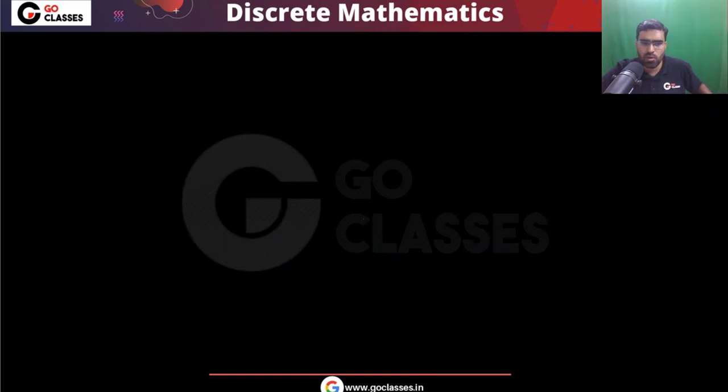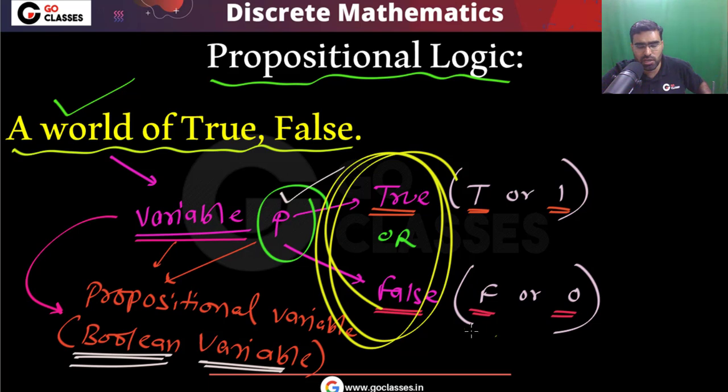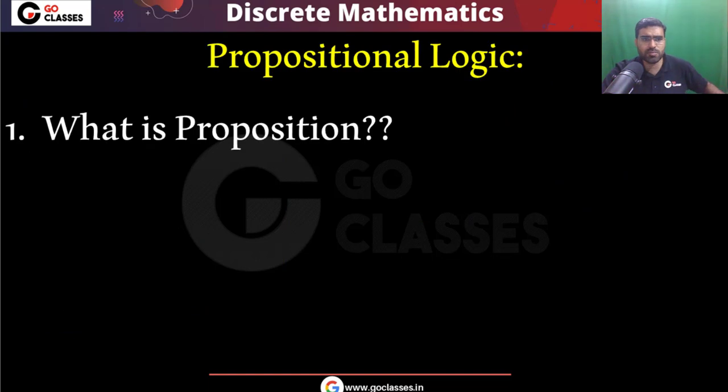Okay, now let's move on. I hope this point is clear: why is a propositional variable called a Boolean variable? The reason is very simple: any propositional variable will take only one of these two values. It is either true or false. So that is why it is also called a Boolean variable. Simple. Now let's move on.